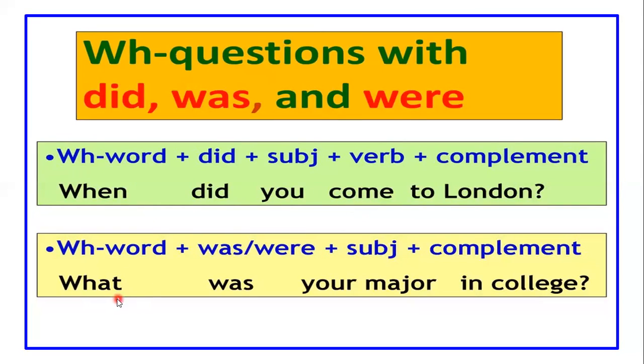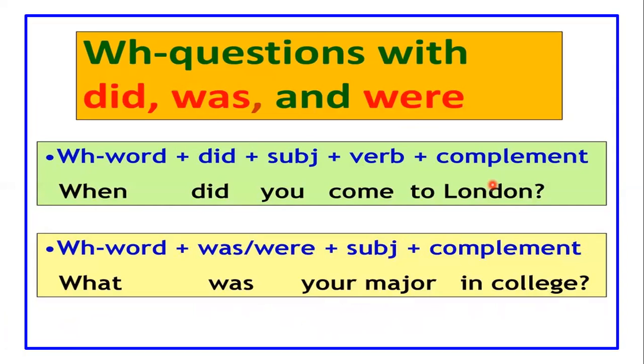When I have a verb be, I have the next formula. WH word plus was or were, depending on who is the subject of the sentence, right? Plus the subject plus the complement. Remember that in our last class, we said that we use was for singular subjects like I, he, she, it, and for plural subjects like you, we, and they, we use were. So the question is, what was your major in college, right? What was your major in college? WH word plus was plus subject, your major in this case, plus the complement. Okay, so that's the formula. Okay. Yeah, please.